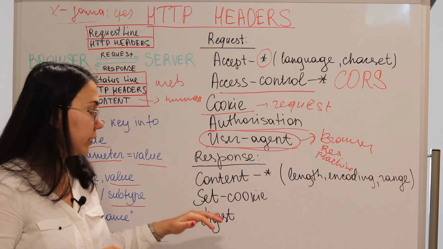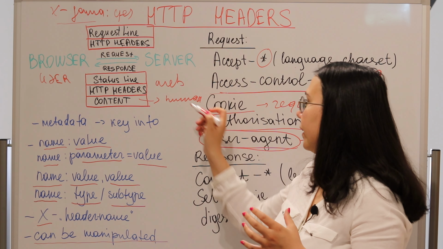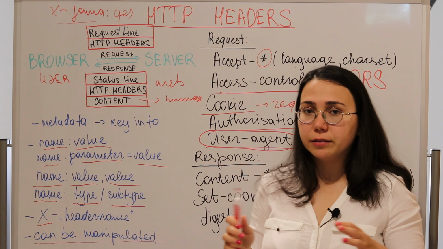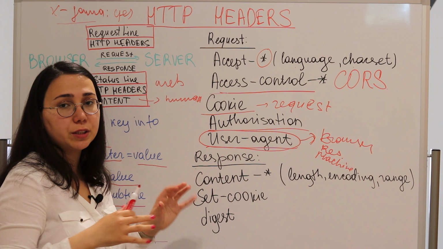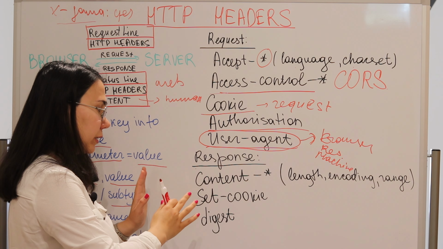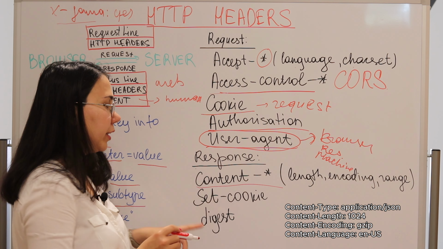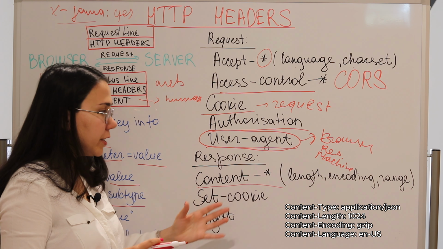Next, we have response headers. Response headers come with the response, obviously, as a package that the server is sending to the browser in reply to the user's request. Response headers can have common header names with request headers. However, there are some that are very specific to responses. Some of them are the headers that start with content dash. It can be content length, content encoding, content range.